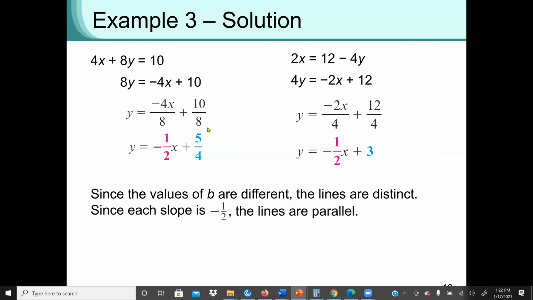So how do we find the slope? Again, solve for y in both equations. And the position where we have the x variable, the coefficient of the x variable is the slope.